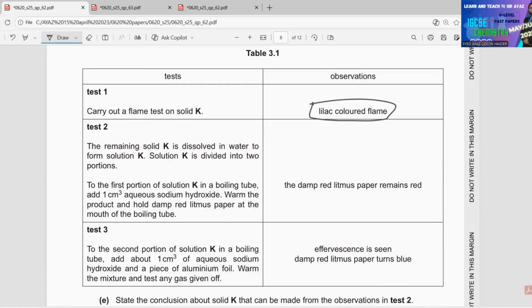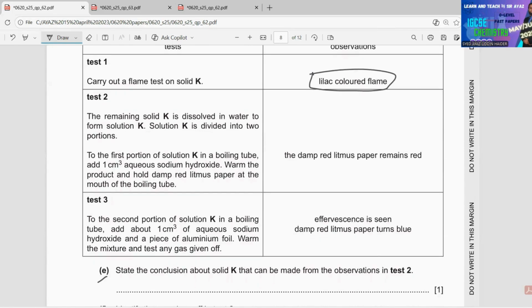To the first portion of solution K in a boiling tube, add 1 cm³ aqueous sodium hydroxide, warm the mixture and hold damp red litmus paper at the mouth of the boiling tube. The damp red litmus paper remains red. Test 3. To the second portion of solution K in a boiling tube, add about 1 cm³ of aqueous sodium hydroxide and a piece of aluminum foil. Warm the mixture and test any gas given off. Effervescence is seen. Damp red litmus paper turns blue.